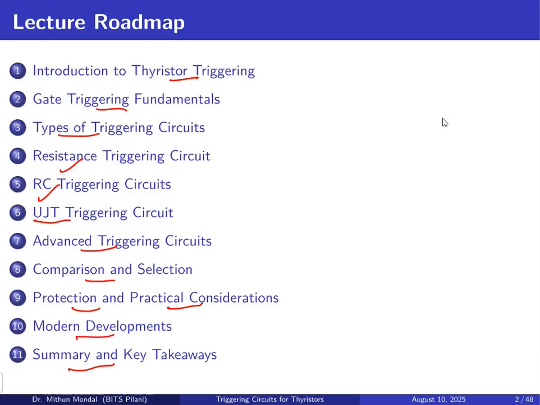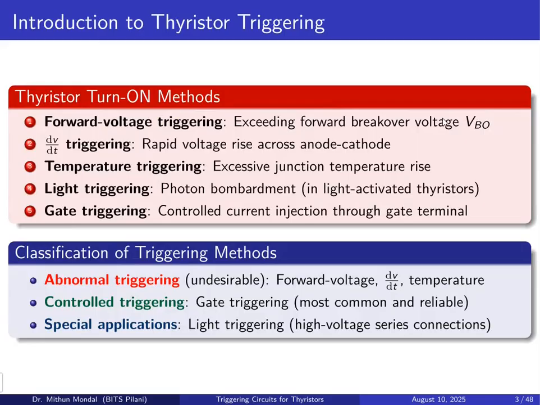and then we will conclude this lecture. So to begin with thyristor triggering, we have seen in the previous lectures that a thyristor will not turn on on its own and it is a control device. So we need to trigger it with the help of a gate signal. The turning on of the thyristor is known as triggering.